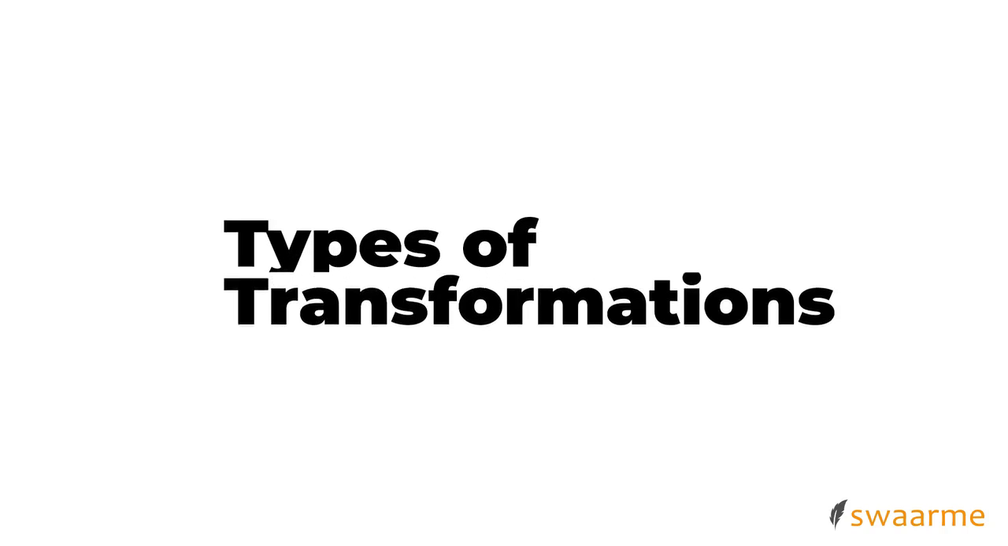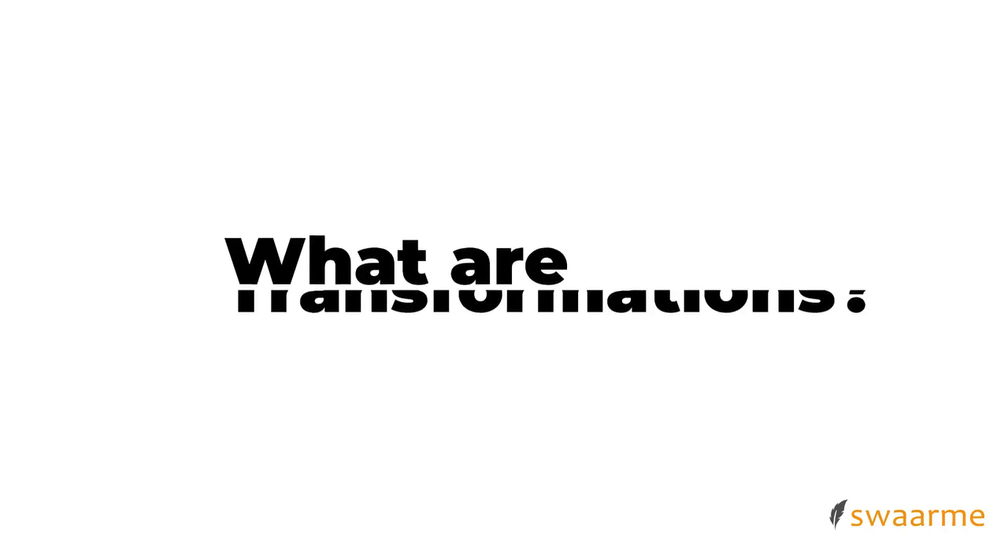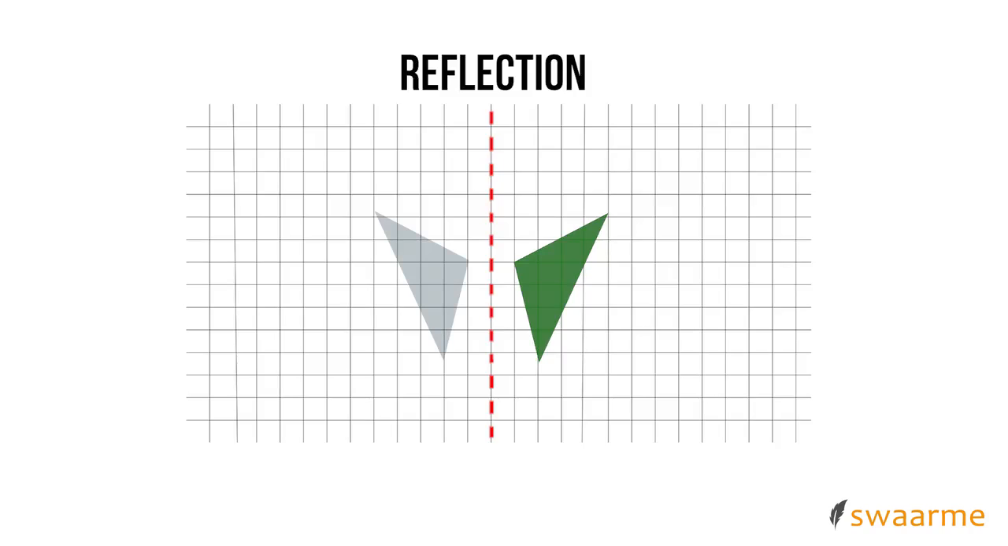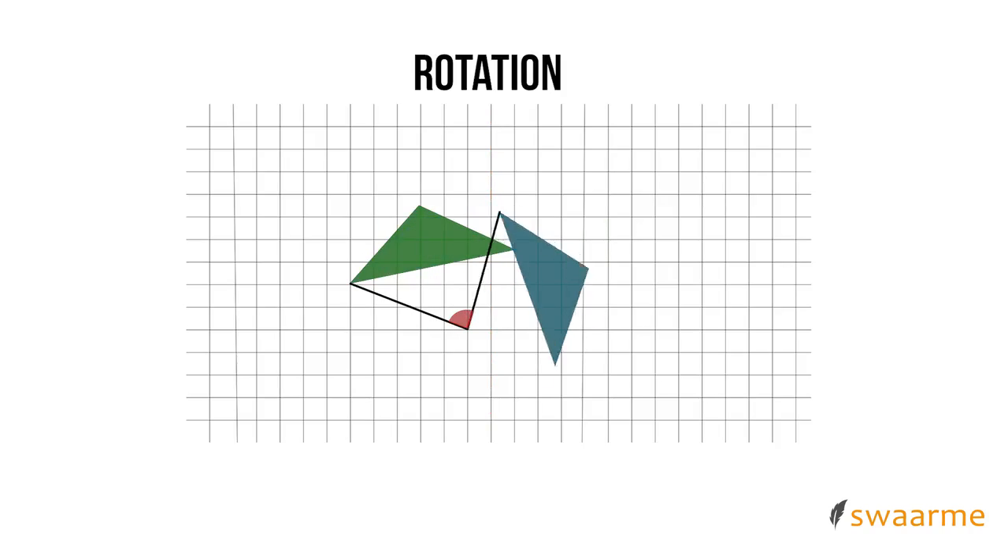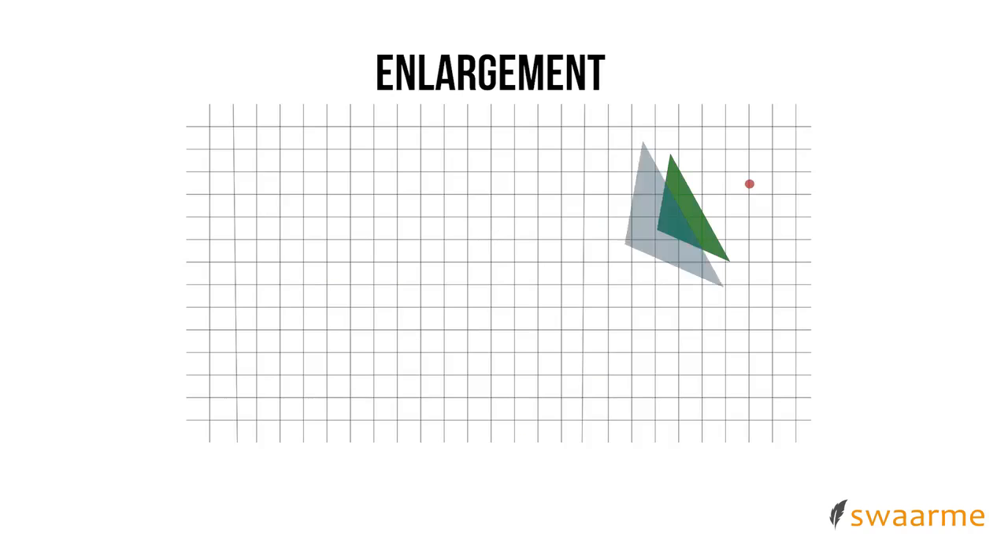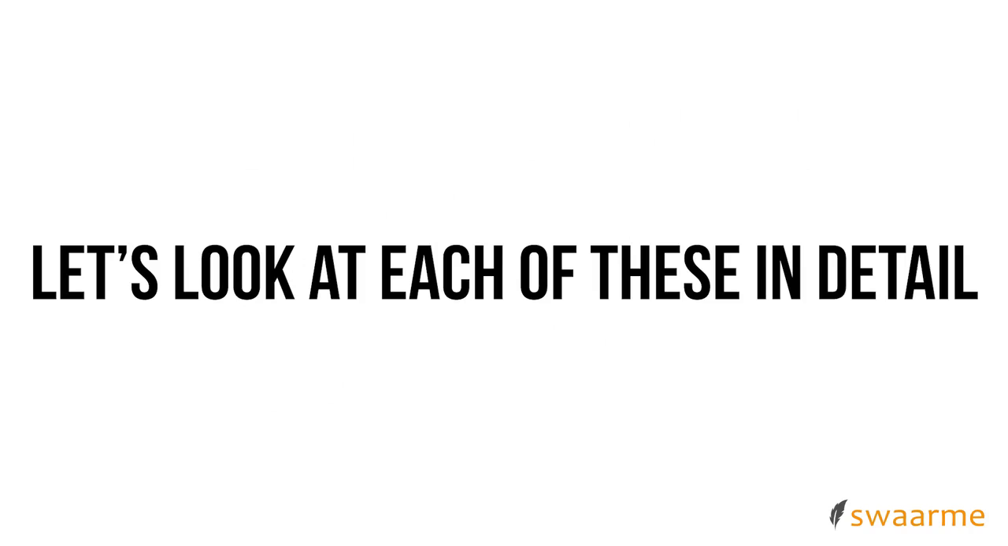Types of transformations. What are transformations? A transformation is a change in position, size and shape of an object. The main types of transformations are reflection, rotation, translation, enlargement. Let's look at each of these in detail.